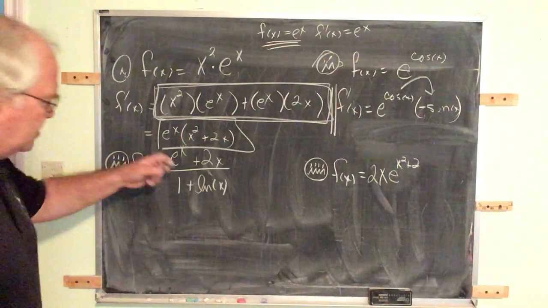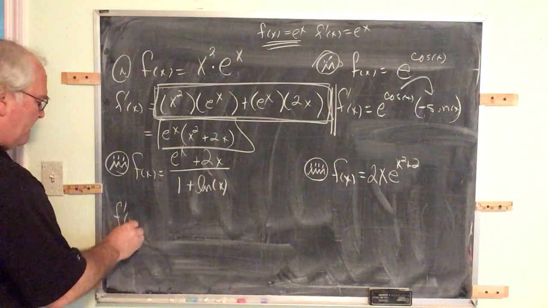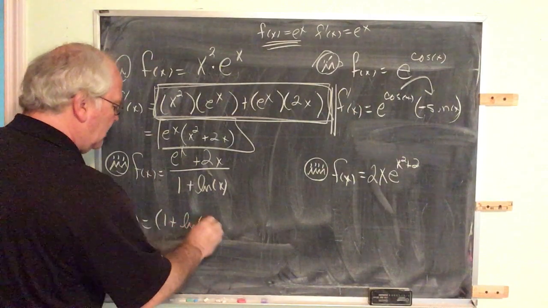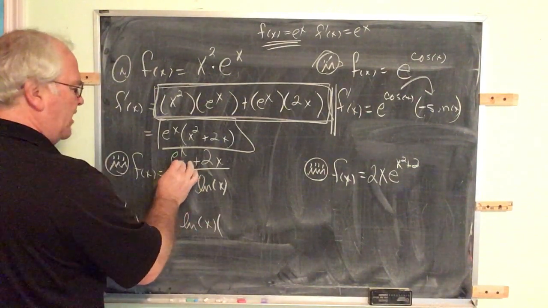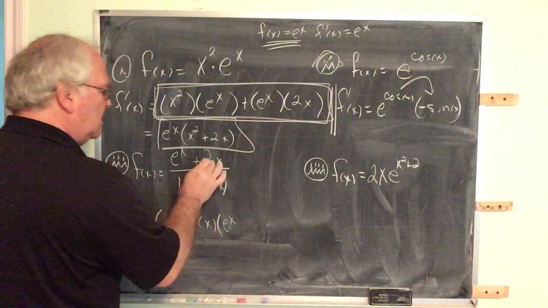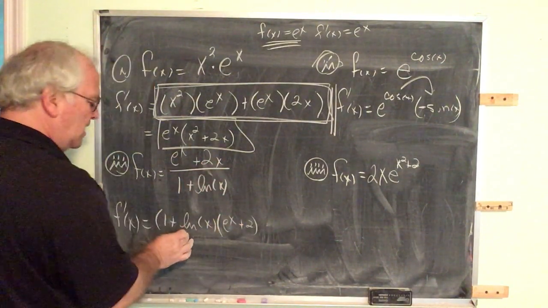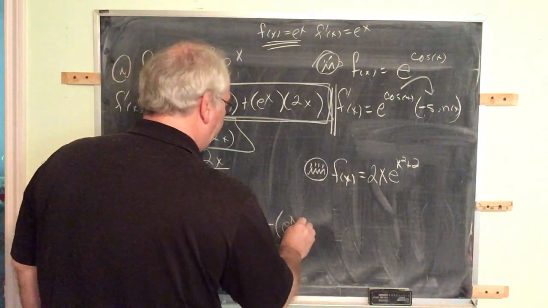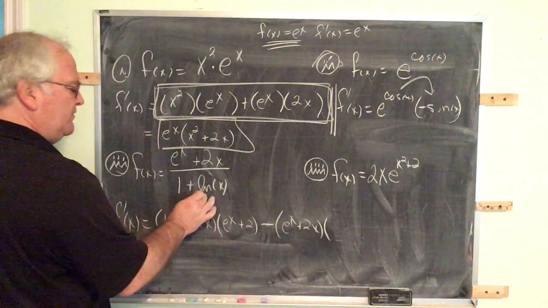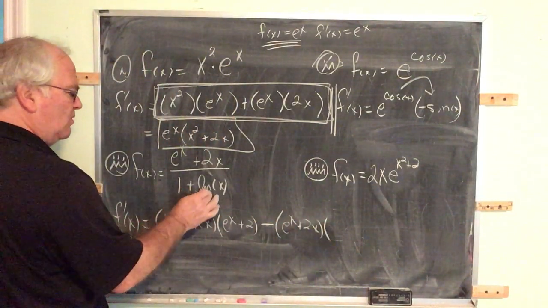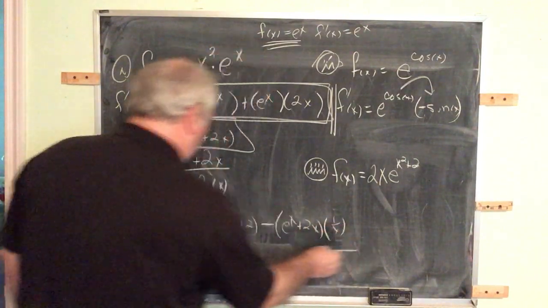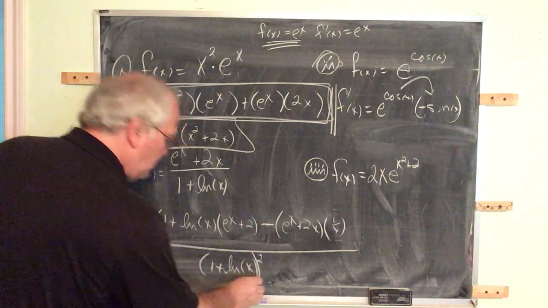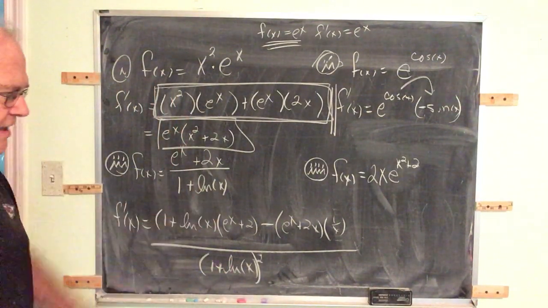All right, where were we here? This looks like quotient rule to me. Low d high, high d low. So denominator times the derivative of the numerator. The derivative of e to the x is e to the x. The derivative of 2x is 2. Denominator times derivative of the numerator minus numerator, copy paste, times derivative of denominator, which is 0 plus 1 over x. All over the denominator quantity squared. And just let it sit.